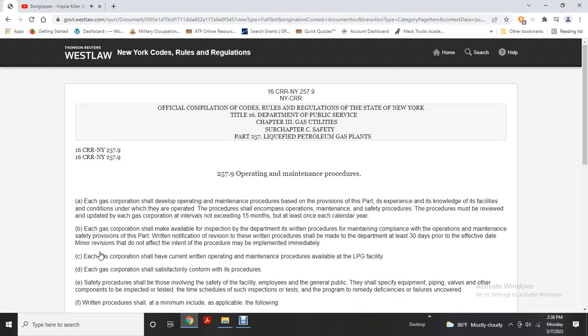Alright, 257.9 Operating and Maintenance Procedure. Each gas corporation shall develop, operate, and maintain the procedure based on the provisions of this part, experience with the knowledge of the facility within each of the conditions under which they operate. The procedure encompasses the operation and maintenance of the safety procedure, and shall be reviewed and updated at intervals not exceeding 15 months, but at least once each calendar year.